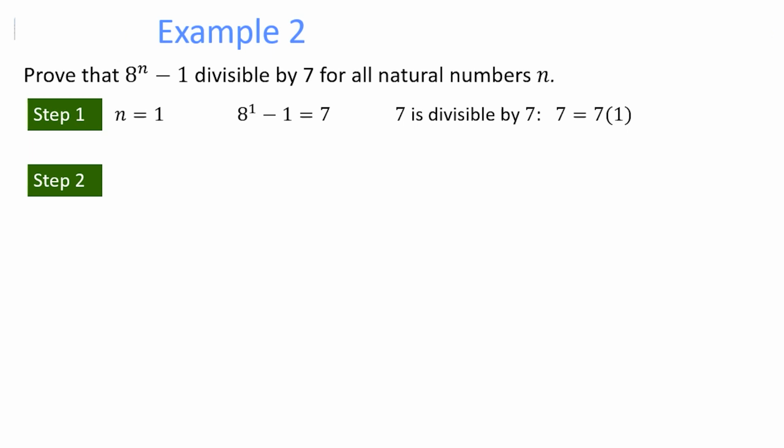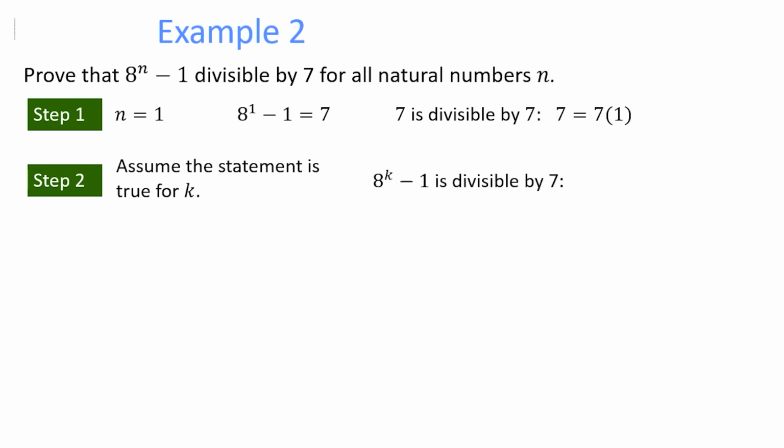Let's see what is step 2. We need to assume that our statement is true for a number k. This means that 8 to the power of k minus 1 is divisible by 7. How can I use this information to write up an equation? Well, it means that 8 to the power of k minus 1 can be written as 7 times an integer. This is what I'm going to write up: equals 7r. I'm going to use this r as an integer, which I don't know.